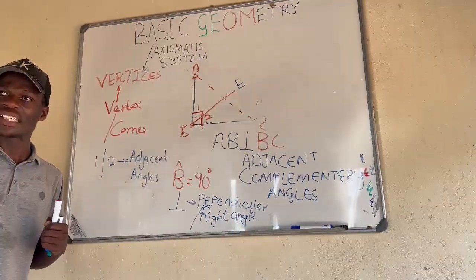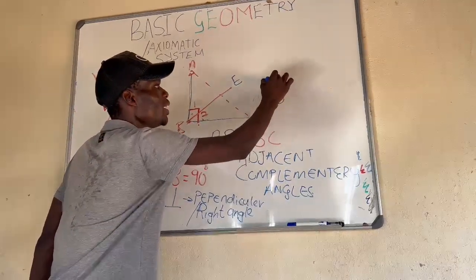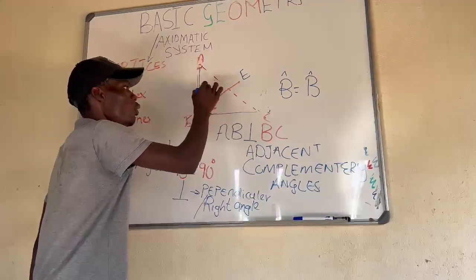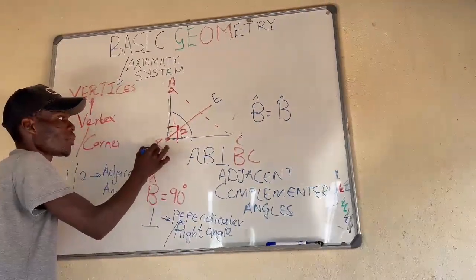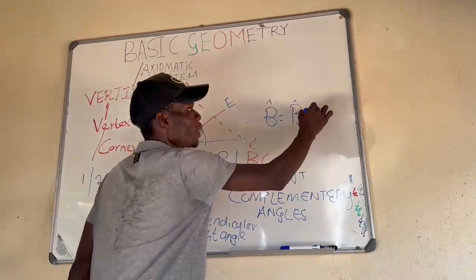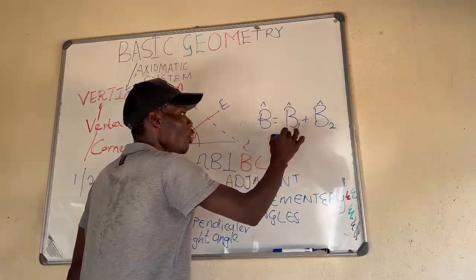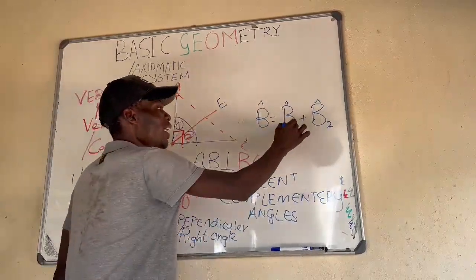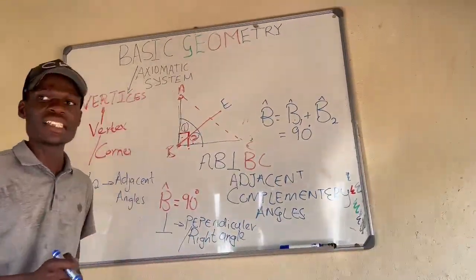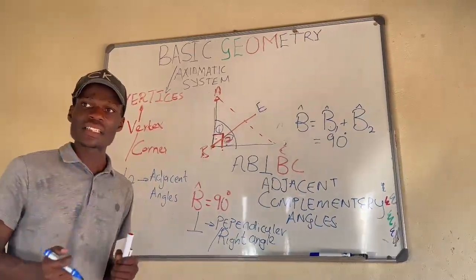They add up to 90 degrees. In other words, in this case, angle B, the whole of it, is formed by B1 and B2, and all of them sum up to 90 degrees, right? The sum of these angles must be 90 degrees to make them complementary angles.